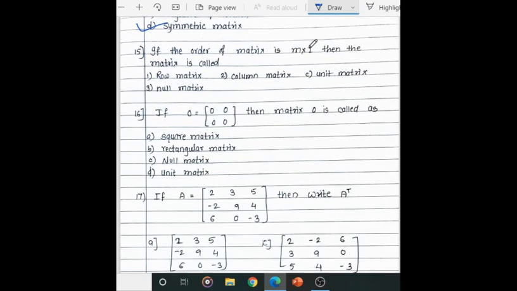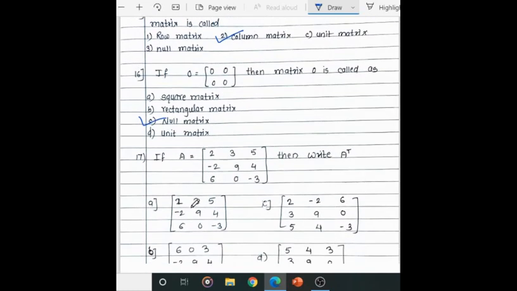If the order of the matrix is m by 1, meaning there is only one column, then the matrix is called a column matrix. If matrix O is 0, 0, 0, 0, then the matrix O is called a null matrix. All the elements of the matrix are 0, so the matrix is called a null matrix.